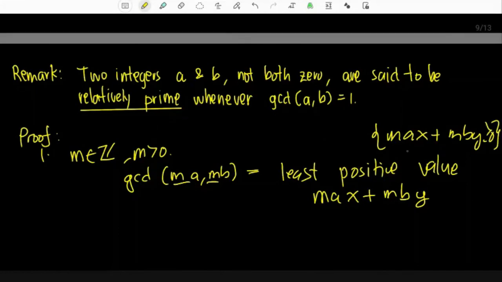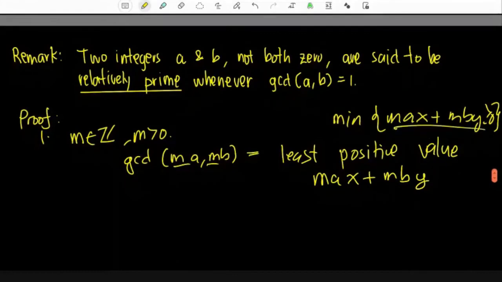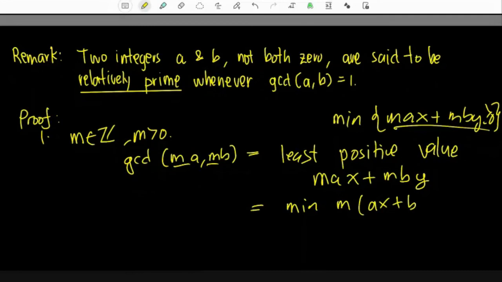Tapos, sa set na yan, kunin mo yung least element, yung minimum ng set na yan. Yun yung magiging GCD mo. Okay. Pero lahat na yan, nakamultiply ng M. So, pwede mo yung isulat as minimum ng set na M(AX plus BY). Tama?